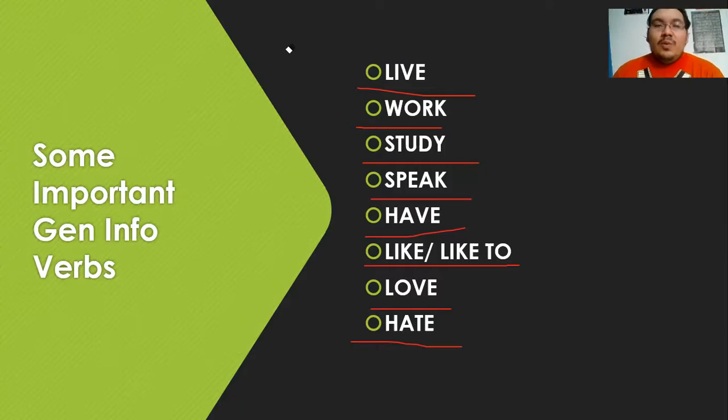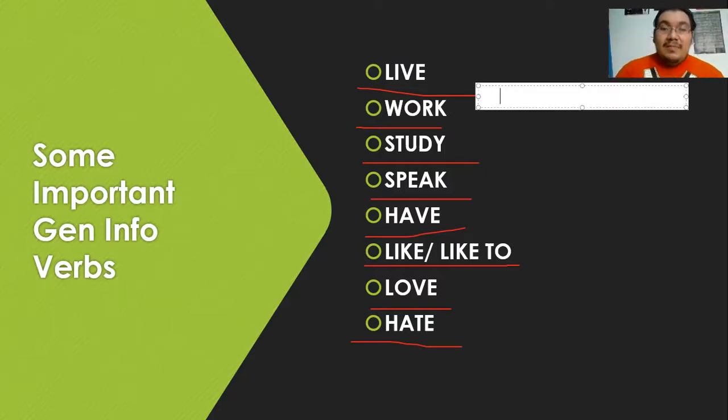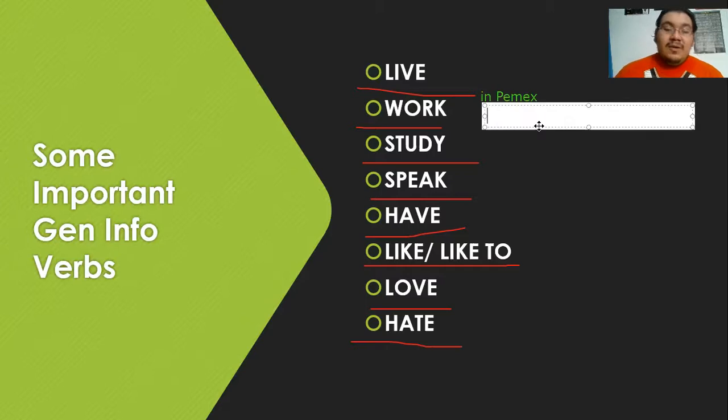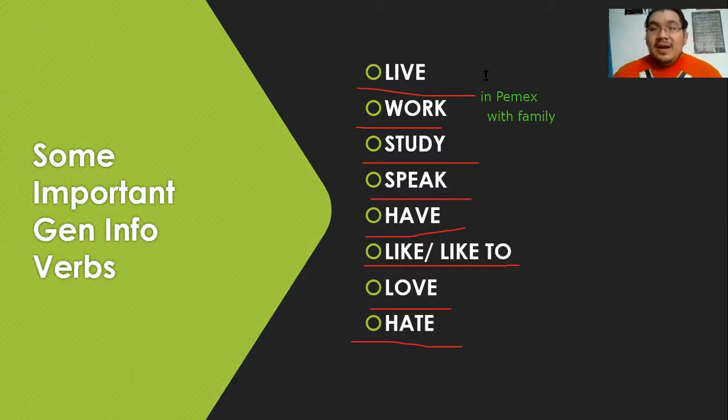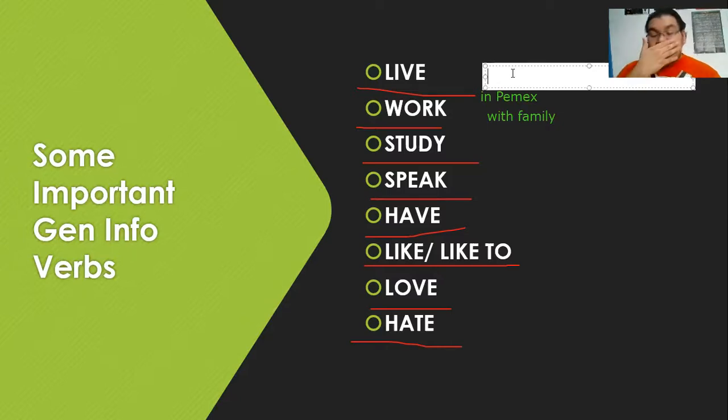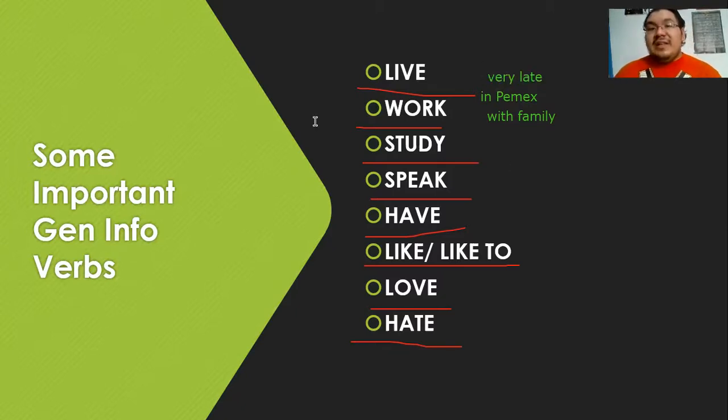Work quiere decir trabajar. Tú puedes decir, I work in Pemex. Yo trabajo en Pemex, por ejemplo, right? I work in Pemex. Puedes decir, I work with family. Trabajo con la familia. I work, ¿qué otras cosas pueden decir? I work very late. Trabajo muy tarde, etcétera.